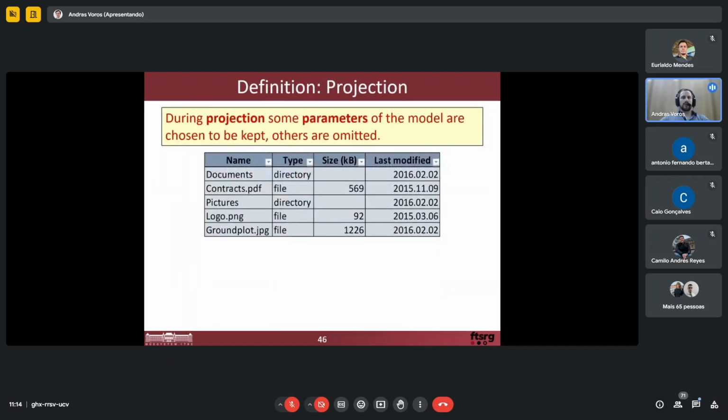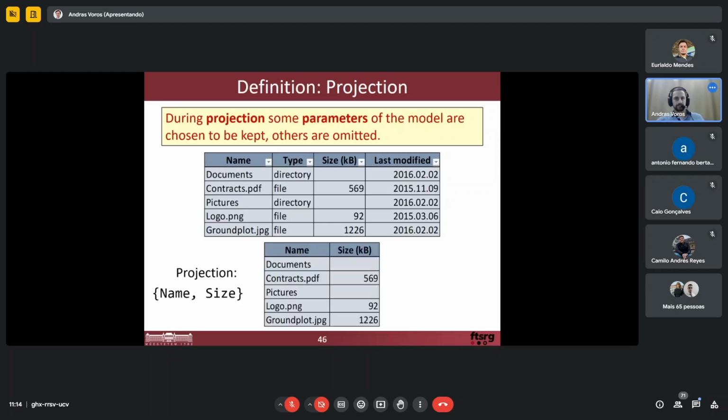And we also use projection, and we will also define projection on this tabular form because it's easier to understand. During projection, some parameters of the model are chosen to be kept and others are omitted. So we have the example here, and we want to project this example to name and size. Then we will get another table or another graph with only the names and the size.